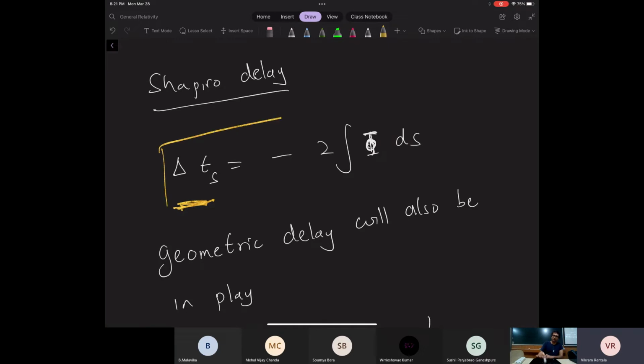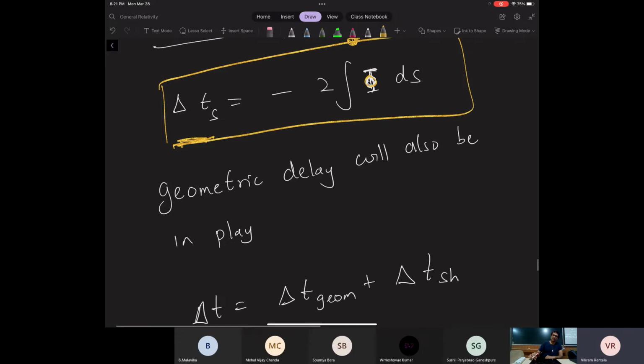So the light particle experiences an additional delay due to the gravitational potential, and that delay is -2 times just the integral of the total gravitational potential along the path the light has taken. Again, I'm not deriving this. You can see the proof in Sean Carroll's book.